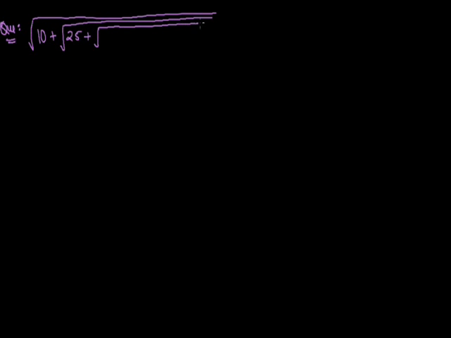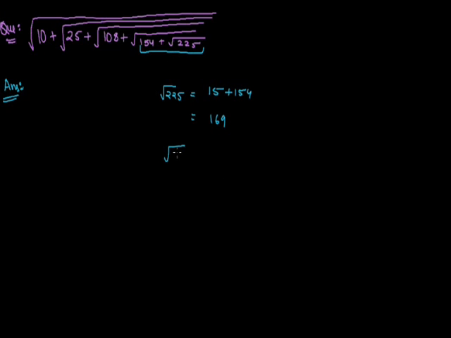Our question is, we are given root of 10 plus root of 108 plus root of 154 plus root of 225, and we have to find the value of the given expression. So we are going to solve it step by step. Root of 225 is 15. Now 15 plus 154 will be equal to 169. We have solved this part. Now we have to find the root of 169, which is equal to 13. Then 13 plus 108 will be equal to 121. We have covered this part.